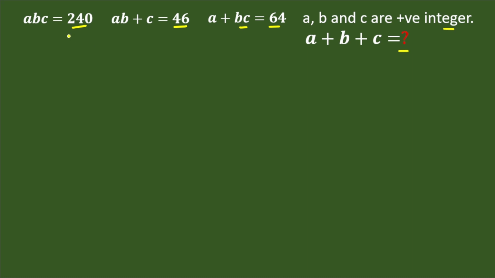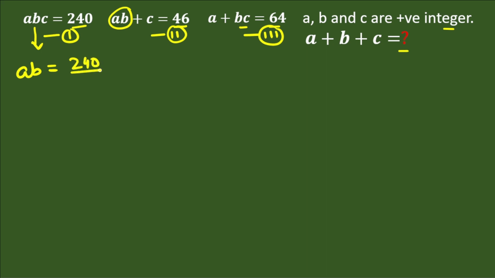For solving this, first of all, we'll call this expression equation 1, this one equation 2, and the third one equation 3. From here we can easily calculate the value of AB, because we have AB here. AB will be 240 divided by C. Now we'll put the value of AB in equation 2. So in place of AB we'll write 240 divided by C, plus C, that is equal to 46.